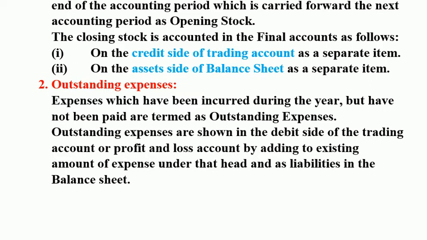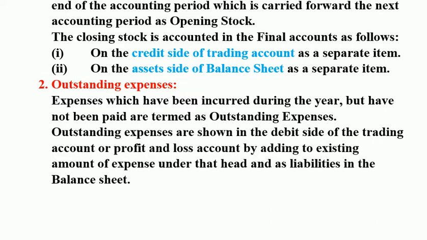For example, if your business premises is on rent, and the rent is 5,000 per month, the business should pay for a year 5,000 multiplied by 12, that is 60,000, as the rent of that particular business premises. But out of 60,000 the business has paid only 40,000 to the landlord, and the remaining 20,000 has not yet been paid. That 20,000 which has not been paid by the organization is your outstanding expenses.